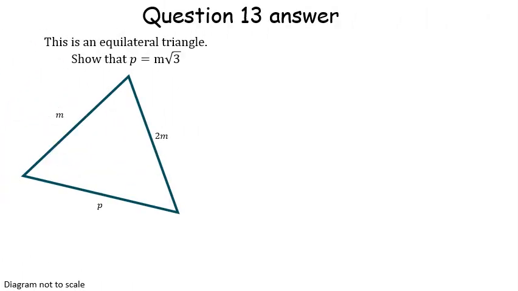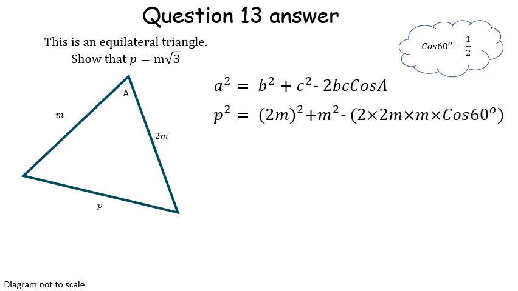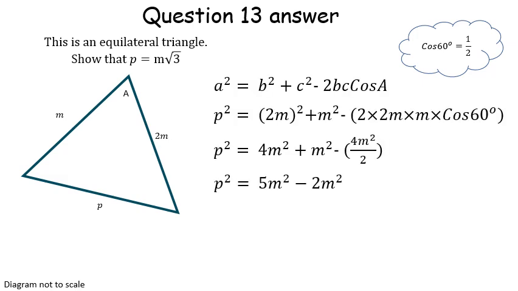Question 13. We know that all the angles in an equilateral triangle are 60 degrees. Using this information, we can use the cosine rule. We also know that cos 60 degrees equals a half. Once it's multiplied, terms are collected and then square rooted. We get that p equals m root 3.